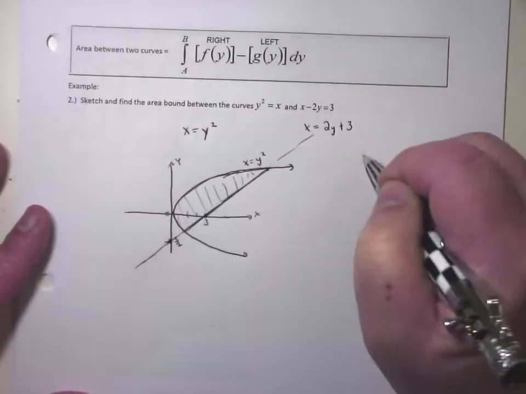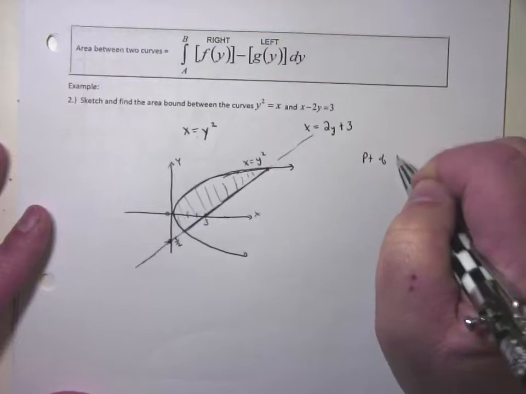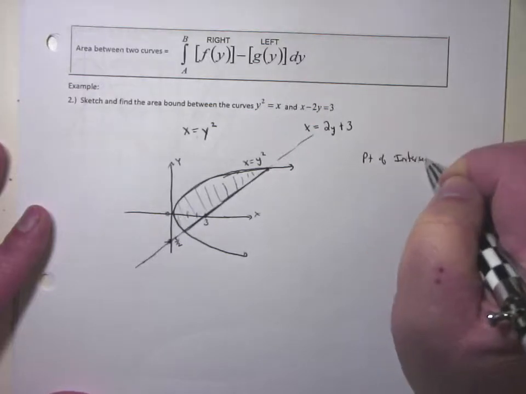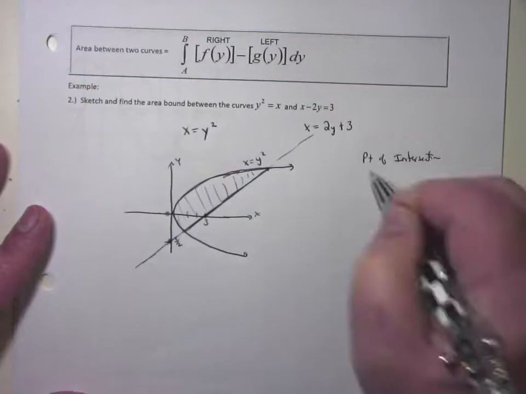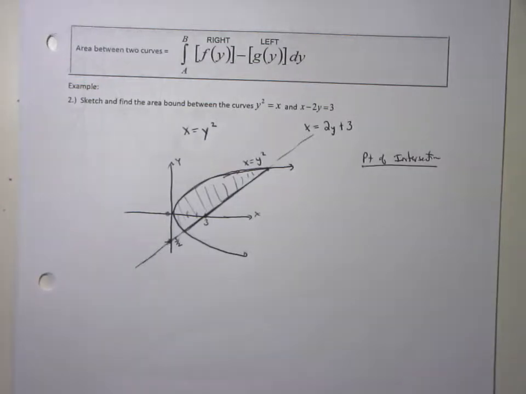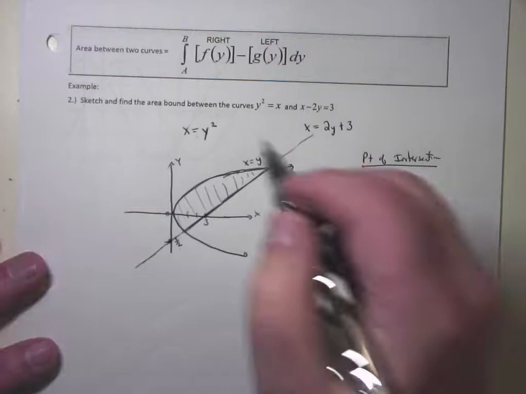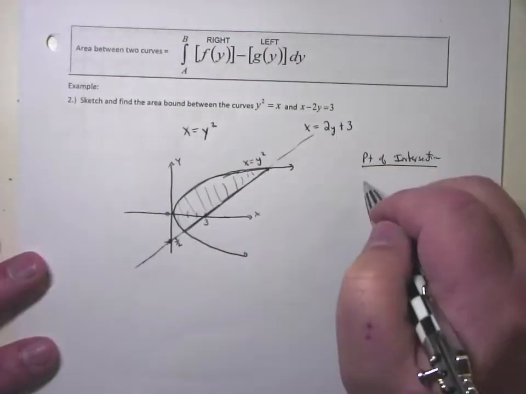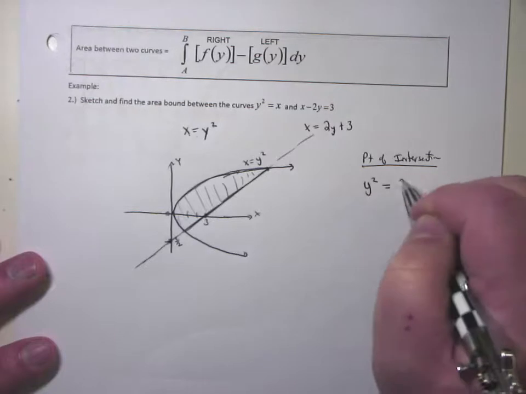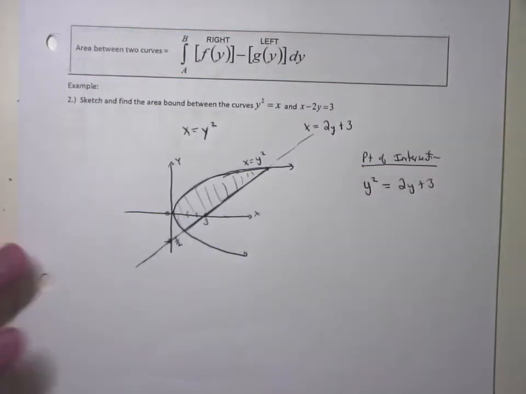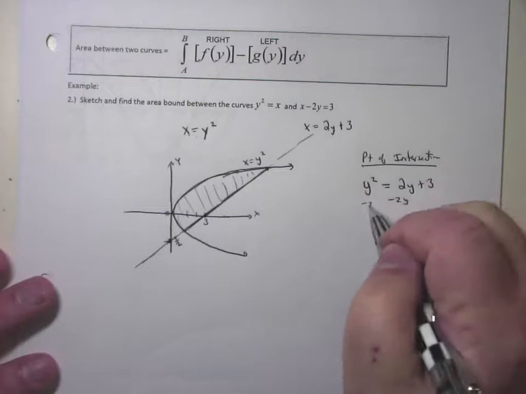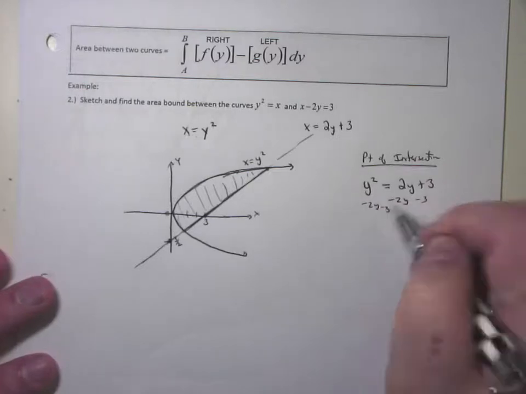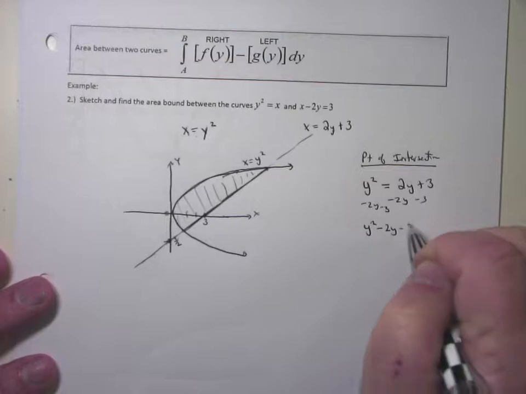So to find the points of intersection, what do I have to do? I've got to set the two equations equal to each other. My two equations are x equals y squared and x equals 2y plus 3. When I set them equal to each other, I get y squared is equal to 2y plus 3. Once again, it is a quadratic, so I'm going to set it equal to 0 and solve. I'm going to subtract 2y from both sides, and subtract 3 from both sides. That gives me y squared minus 2y minus 3 equals 0.